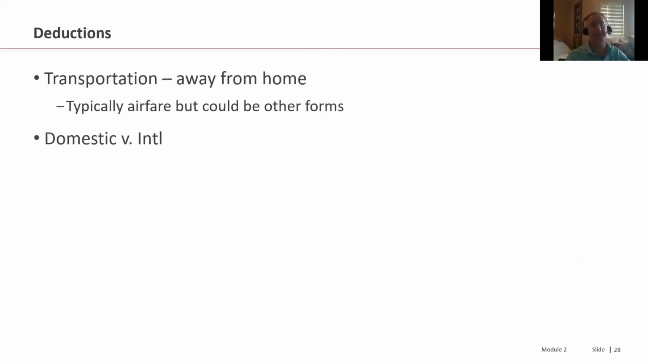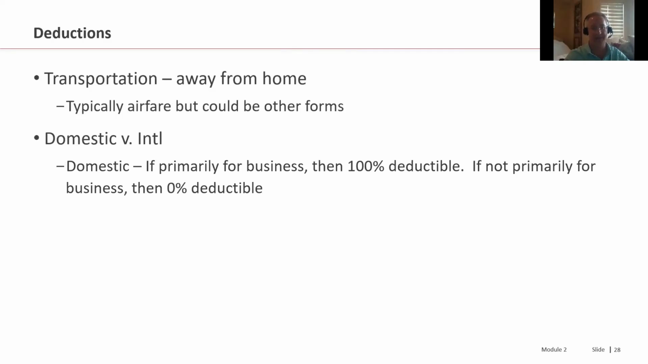Okay, let's talk about transportation away from home. And when we think about transportation when it's away from home, that's typically airfare, but it could be other forms. It could be a bus ticket, it could be a train ticket, it could be a boat ticket. But this is a case where for business, I have to travel away from my home. And that distance, we're not going to worry about the miles, but basically it's far enough that it's not reasonable for you to come back to your house at the end of the workday. So the rules for transportation are different if that transportation is domestic versus international transportation.